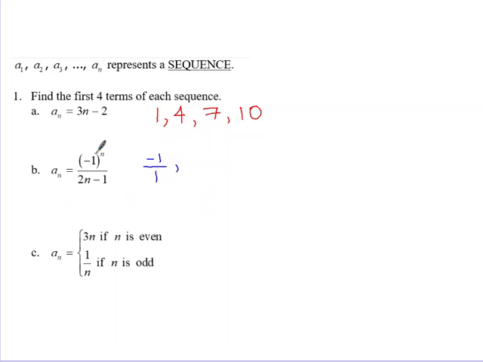If we plug in 2, we get positive 1 over 3. If we plug in 3, we get negative 1 over 5. And if we plug in 4, we get positive 1 over 7. So you can see here that the odd terms are negative and the even terms are positive.